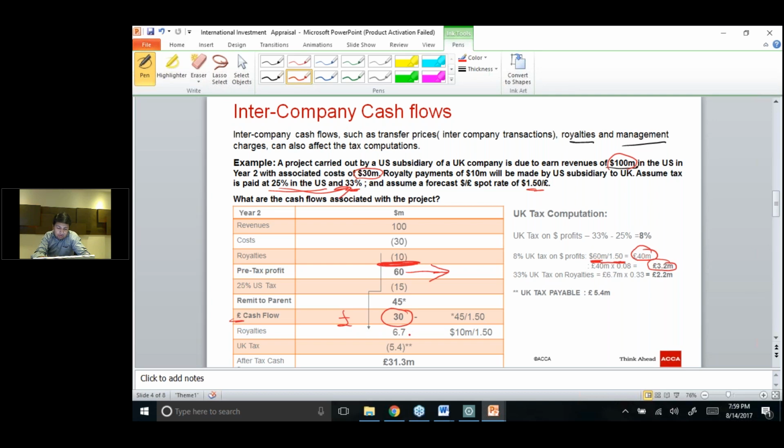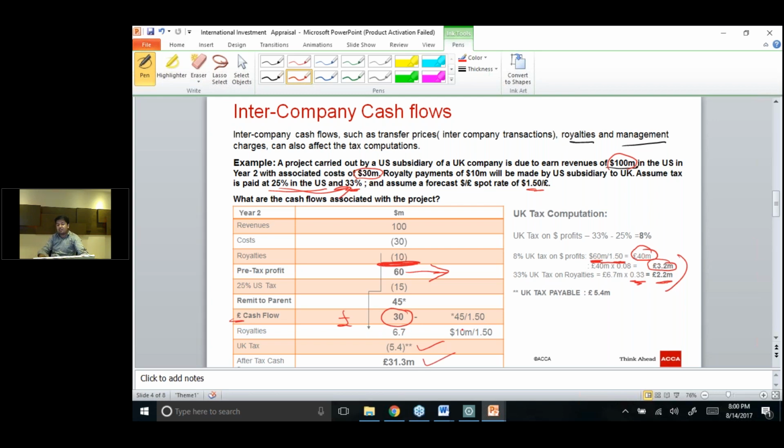Okay, now the next earning is 6.7 million pounds in the shape of royalty. The subsidiary has not deducted any tax on it. So you have to pay 33%, the complete tax rate, on the 6.7 million, that is equal to 2.2. And by taking the total of these two taxes, total tax will be 5.4 million. The after-tax cash amount is 31.3 million.